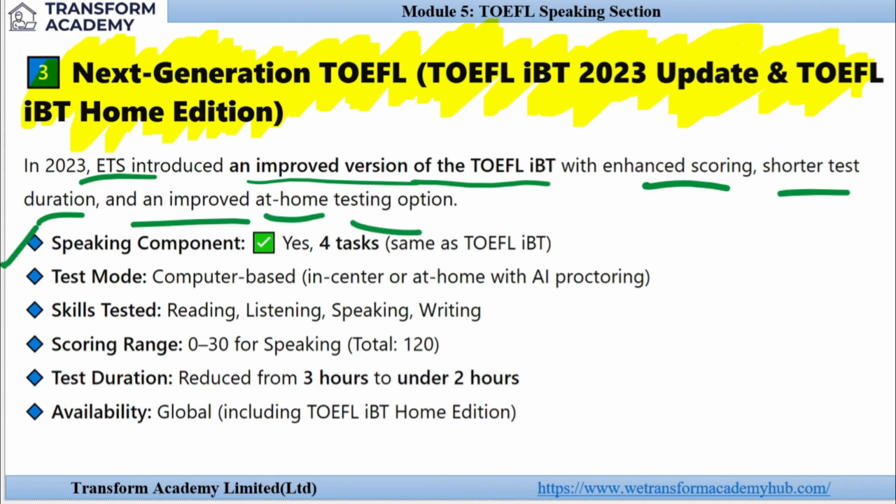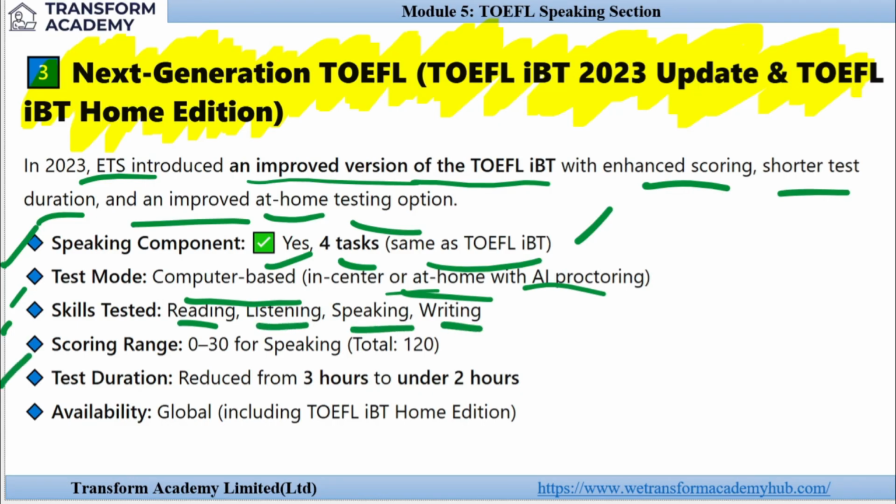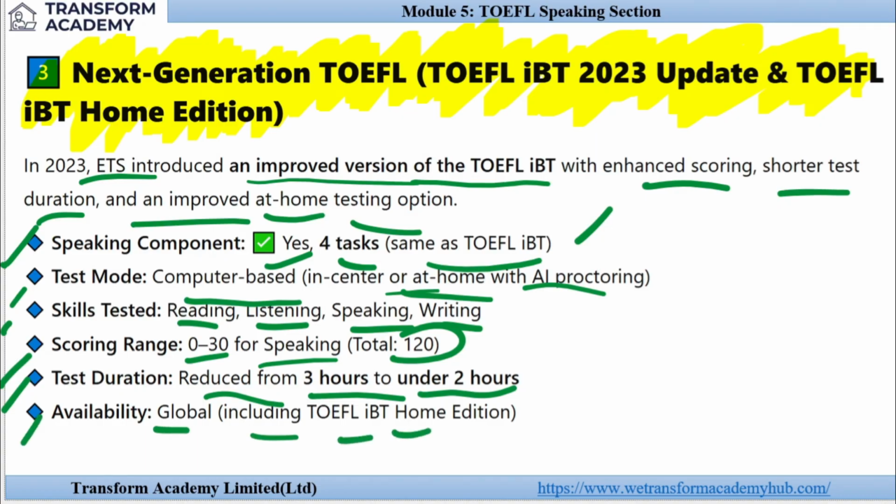So the speaking components: four tasks, same as the TOEFL iBT. Test mode, computer based, in center or at home with AI proctoring. Skills tested: reading, listening, speaking, and writing. Scoring range 0 to 30 for speaking and total 120. Test duration reduced from 3 hours to under 2 hours. Availability, it's global, including TOEFL iBT Home Edition.